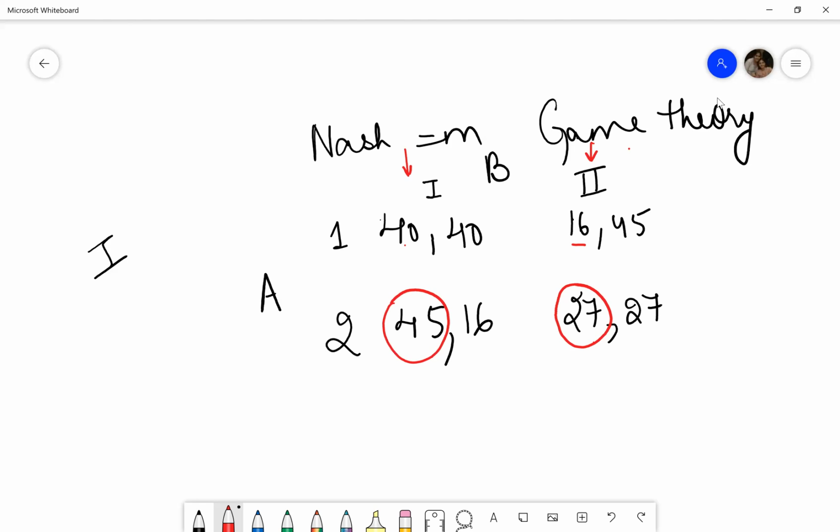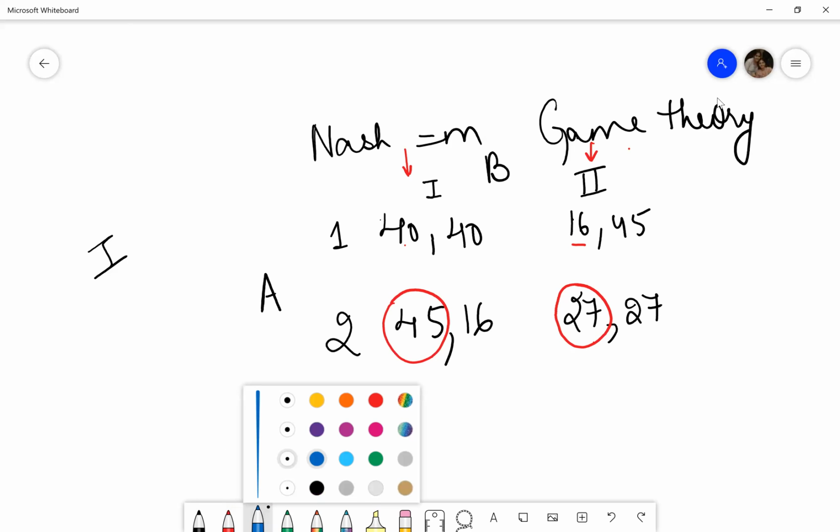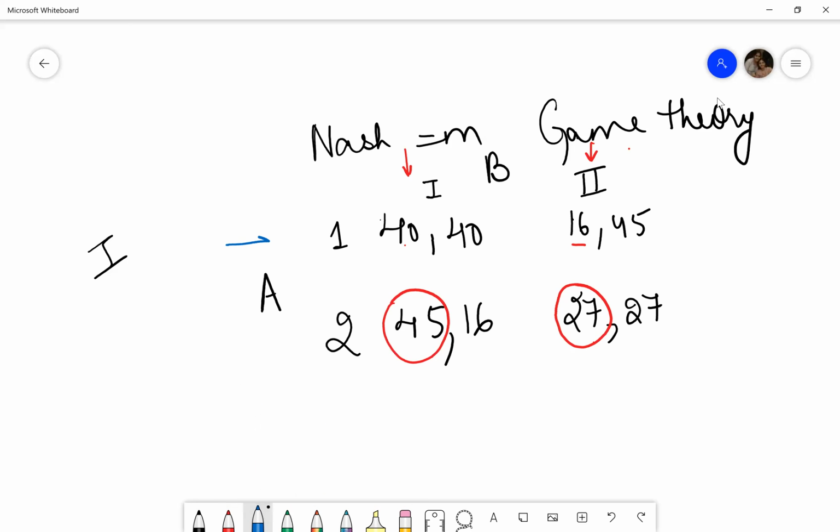So this is with respect to A. Now we'll test according to B. If B assumes that A follows the first strategy, which is the higher payoff? That is the second. So the second strategy will pay him off more than the first strategy. Similarly, if we assume that A follows the second strategy, then B will again follow the second strategy because it is giving him more payoff as compared to the first strategy.